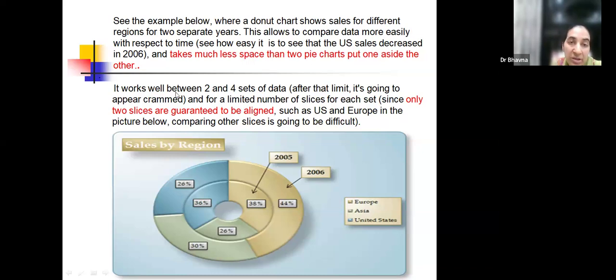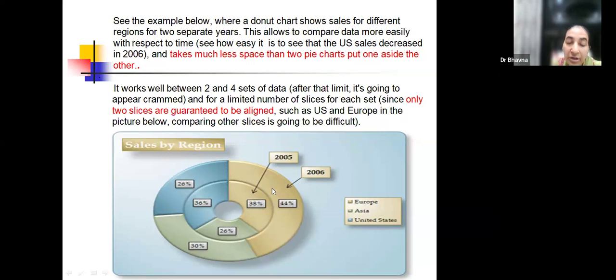It works well between 2 and 4 sets of data. After that, it's going to appear cramped, and for a limited number of slices for each set, since only 2 slices are guaranteed to be aligned. Look at this diagram. You have sales by region in 2005, sales by region in 2006. You see only 2 sets of data. The blue one and the beige one are aligned. This is totally not aligned.